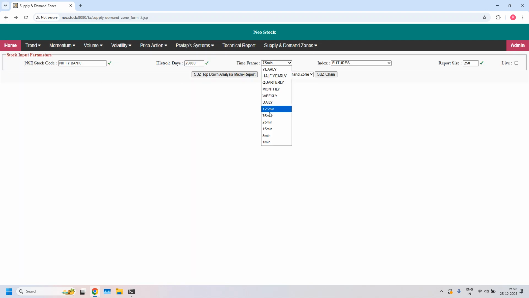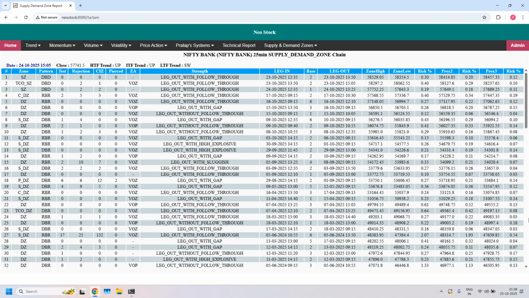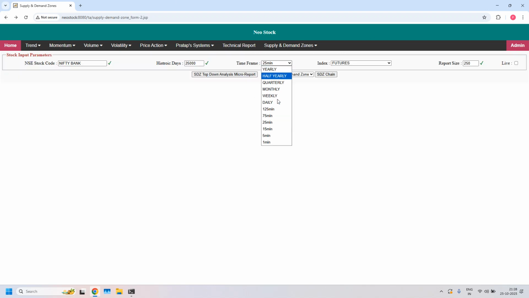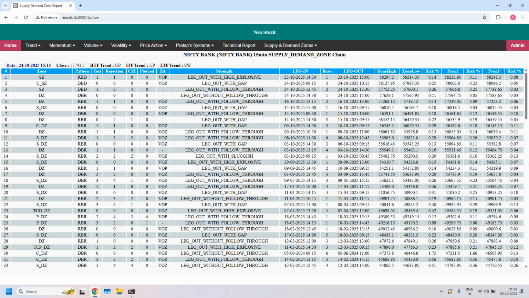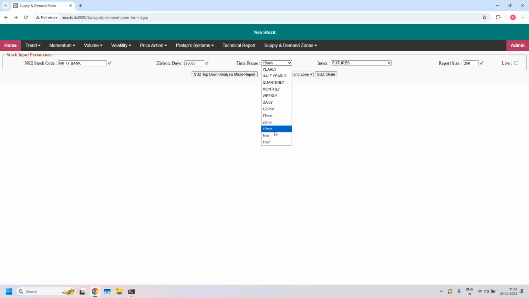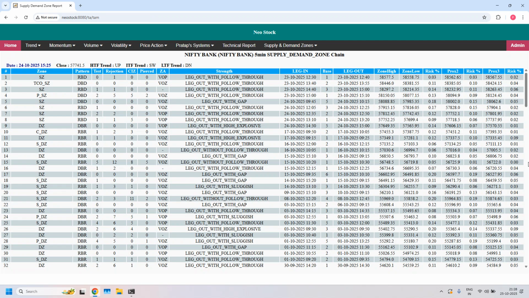Next, generating 25 minutes supply demand zone chain for BANKNIFTY. Next, generating 15 minutes supply demand zone chain for BANKNIFTY. Next, generating 5 minutes supply demand zone chain for BANKNIFTY. So we have completed both NIFTY and BANKNIFTY.